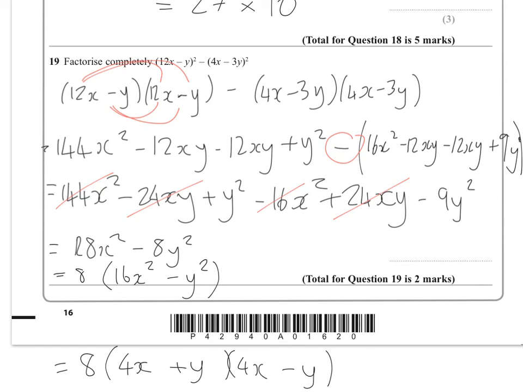16x squared, I'd then get minus 4xy plus 4xy, which would cancel. Y times minus y gives me minus y squared. So therefore, fully factorized, 8, 4x plus y, 4x minus y.